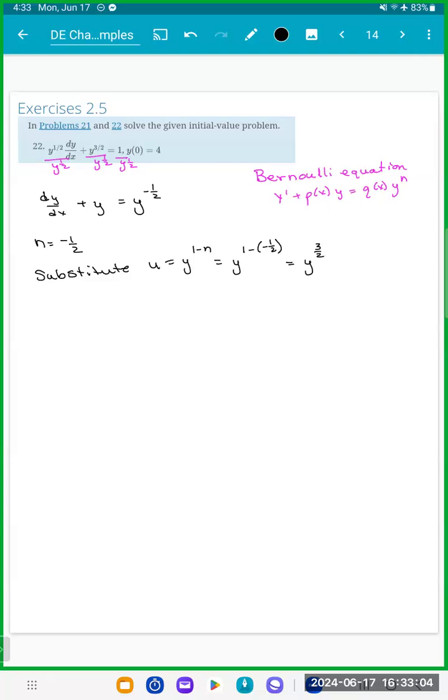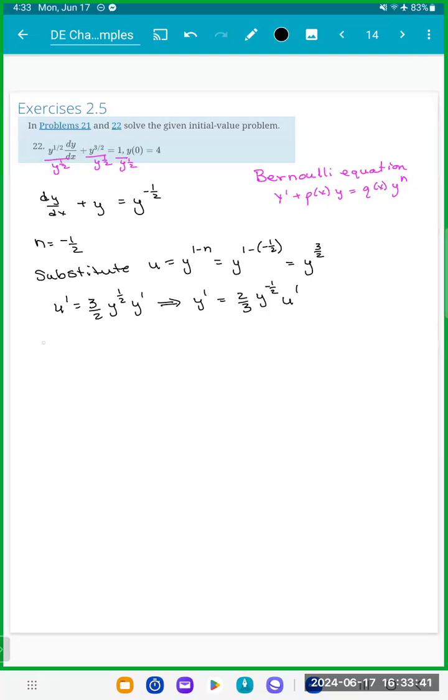Okay. So our u prime then is going to be 3/2 y to the 1/2 y prime there. Okay. And our y prime is equal to 2/3 y to the negative 1/2 u prime. Okay. So it could be either way, just in how we rearrange those things. Okay.